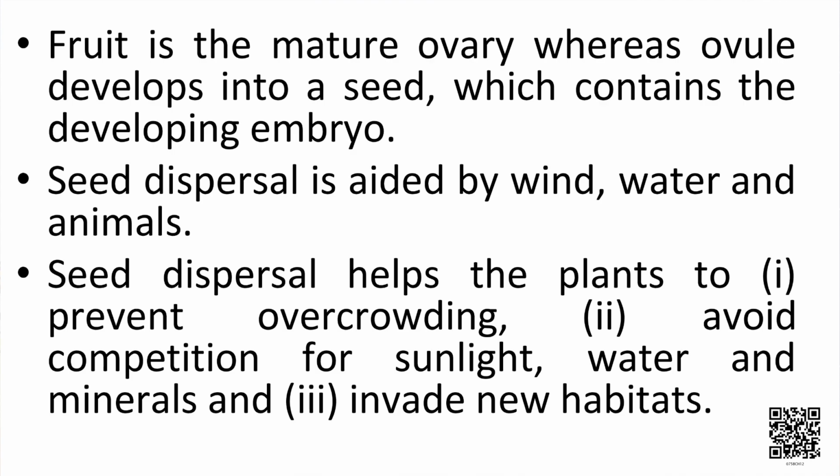Then, fruit is the mature ovary, whereas the ovule develops into a seed which contains a developing embryo. Seed dispersal is aided by wind, water and animals. Also we have studied that seed dispersal helps the plant, first, to prevent overcrowding, second, to avoid competition for sunlight, water, minerals and resources, and third, to invade new habitats. Students, we are now on to the exercise part of this chapter. So let us practice these exercises and make our knowledge more formidable.